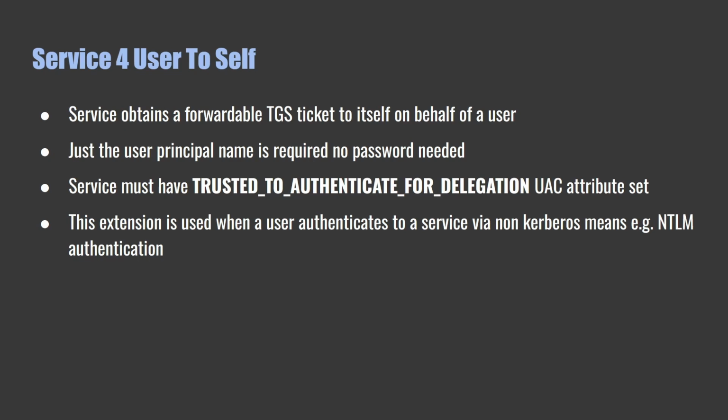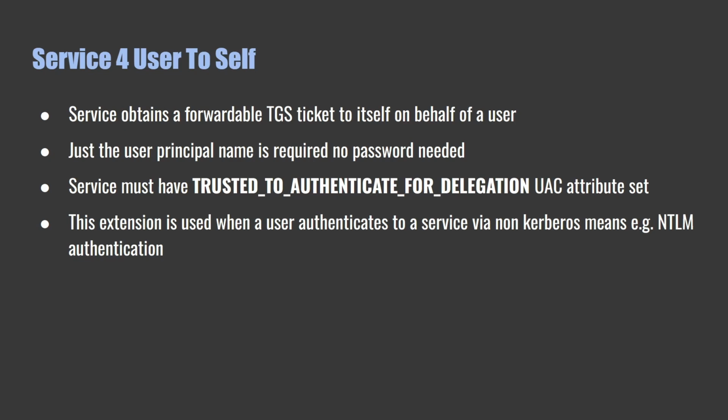So a service will obtain a forwardable TGS ticket to itself on behalf of a user. This is for when the TGS ticket is not already present from a user accessing the service. Obviously, if they go in through Windows auth, that's not going to be the case. They've not authenticated through Kerberos. And it's just the user principal name that is required.